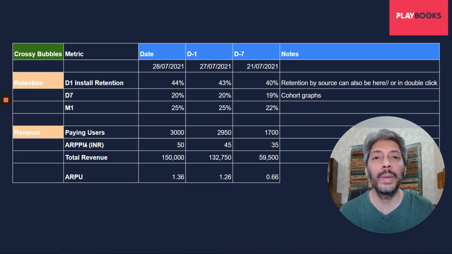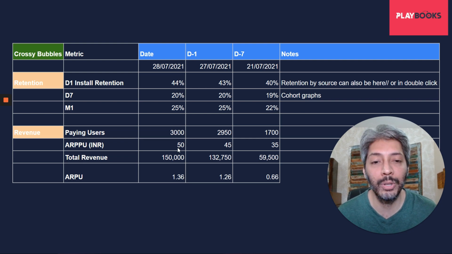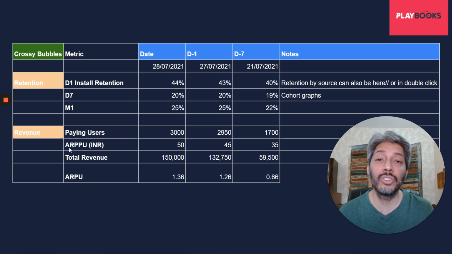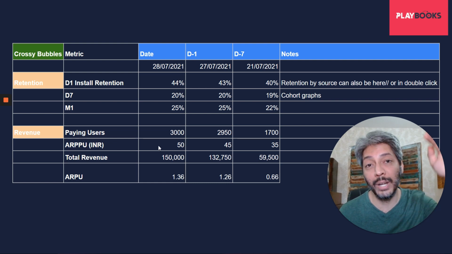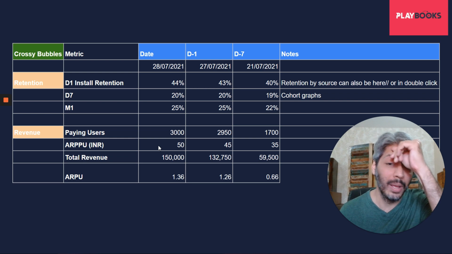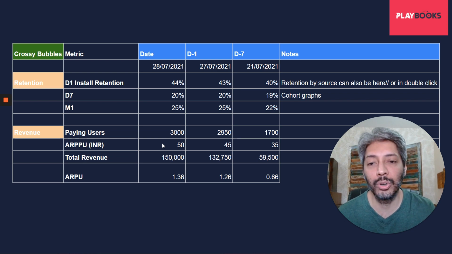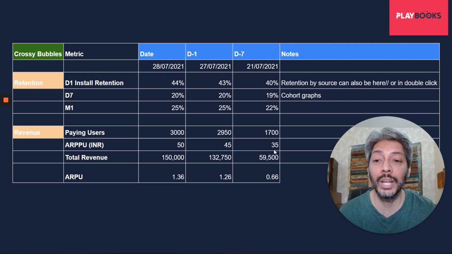Average revenue per paying user. So this is of the paying users, that is these 3,000 users, how much money did each person pay? And they're paying about 50 rupees, right? And again, this is average revenue. You want to potentially look at percentiles here and see what the upper end of users are spending as opposed to the lower end. But the average revenue does give you a good rate. So 3,000 multiplied by 50 is 150,000. That's your total revenue on that particular day.